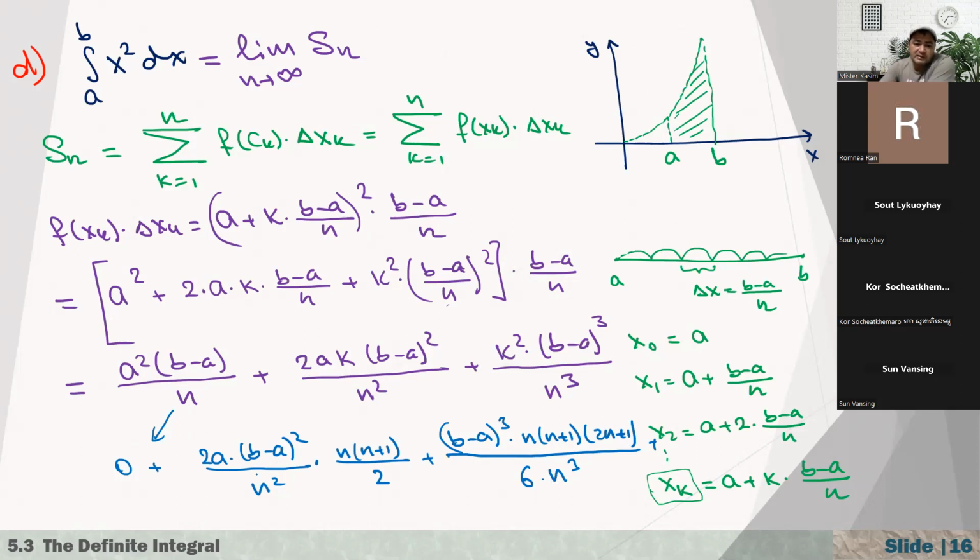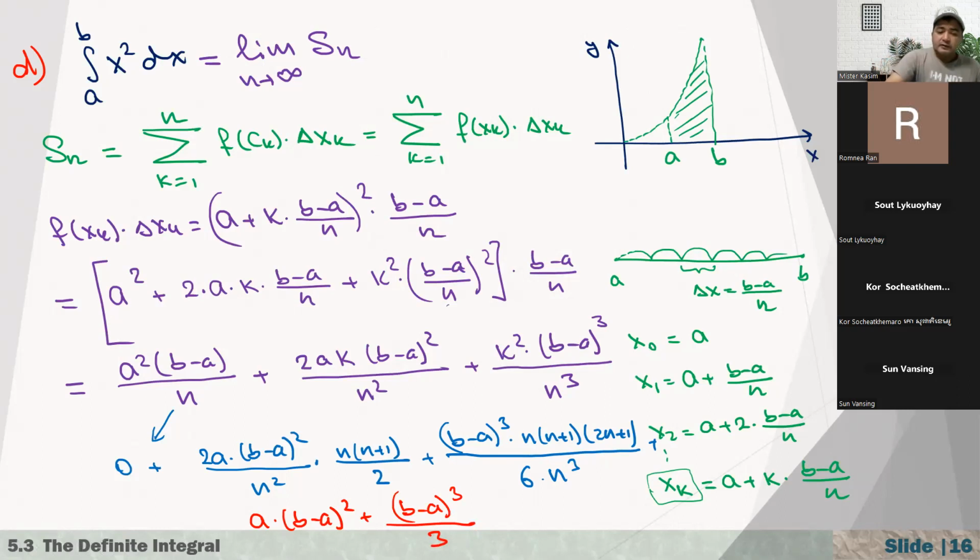So now if you evaluate this limit, we will get the answer. Okay, so what do we get here? The first one is equal to 0. The second one, the n's cancel each other, that's equal to 1. So here we have a times b minus a squared. And plus, how about this thing? The n's cancel each other, that's equal to 1, and this one is equal to 2. It is 3. So here we have b minus a cubed over 3. And now if you just simplify this, we will get this answer.